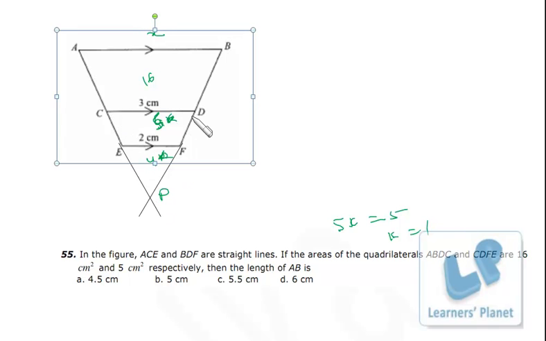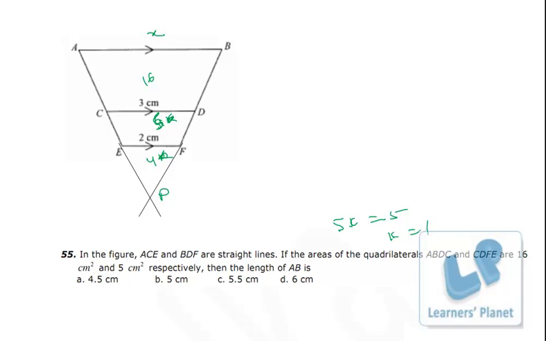This complete portion is 9 because that was 9K, with K equal to 1. But 5 is only this portion, right? So this area is 4. This is 5. And only this area is 16. So the area of the total triangle is 25, right? Now the area of the triangle is 25. That means the side is 5.